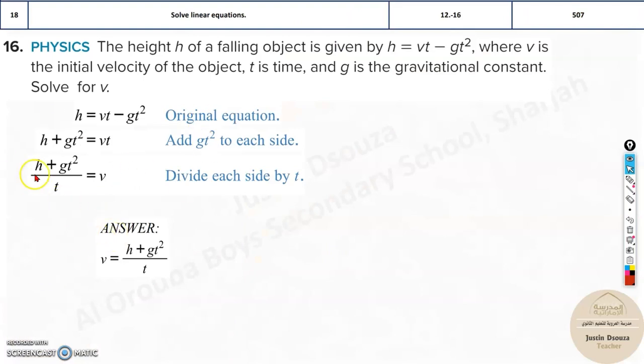There's nothing much in this. I hope this is clear. Make sure you're taking to the other side. The signs must be very important. And when it is multiplication, it becomes inverse, that is division. Or if it was division, it becomes multiplication and so on.